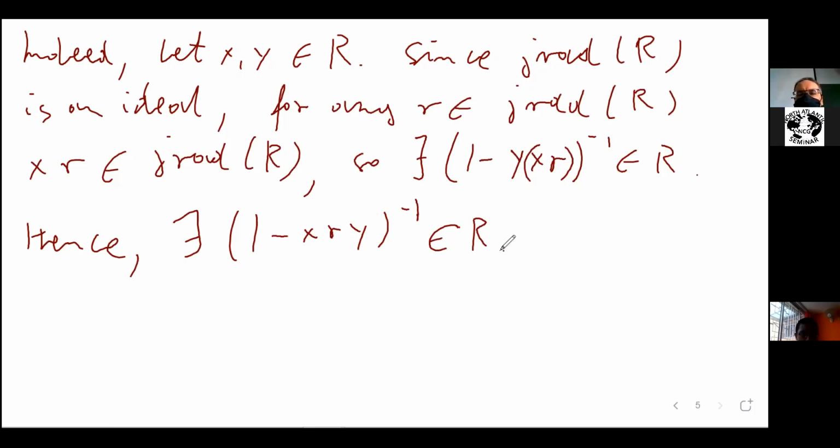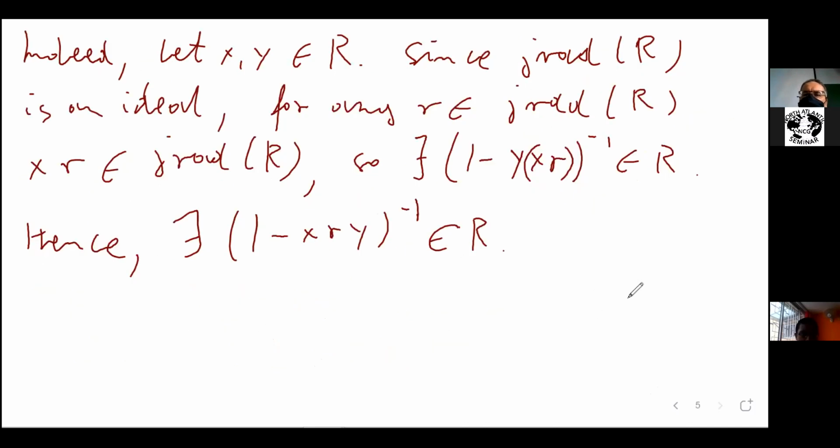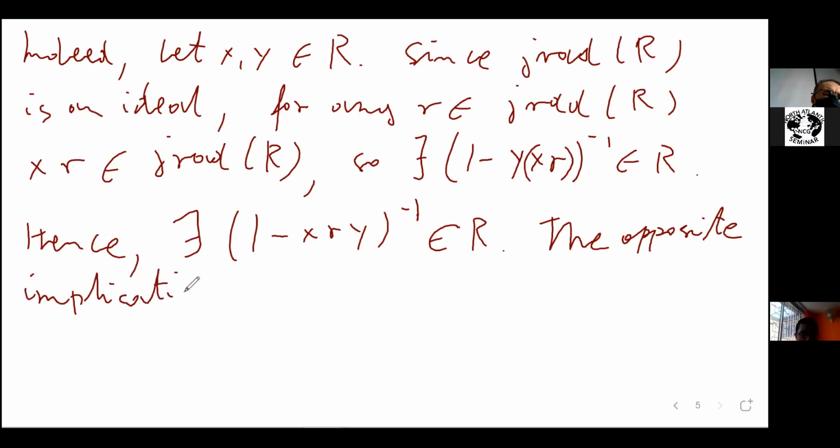So this proved, not so easy to manipulate here. Okay, so this proved the interesting left to right, or if you want up to down, implication. And the implication the other way around is trivial, because this is a unital ring, I can take y equal to r. Okay, so let me just write it: the opposite implication is obvious.